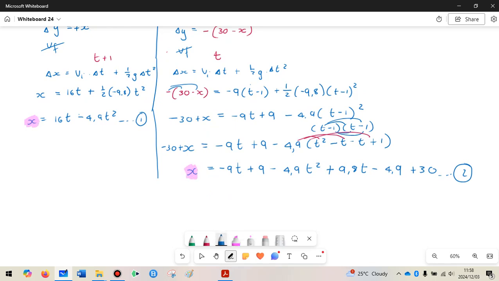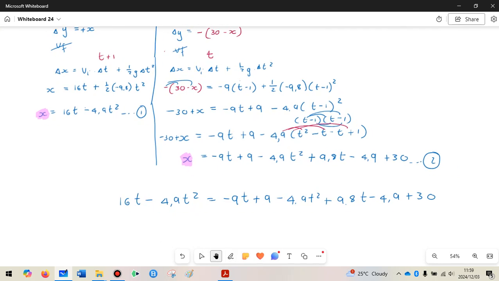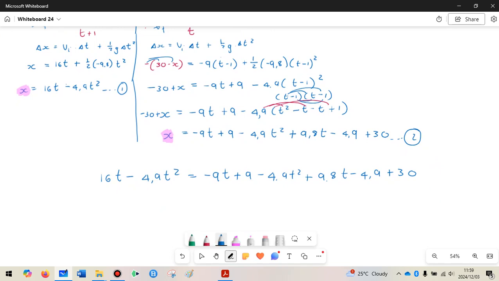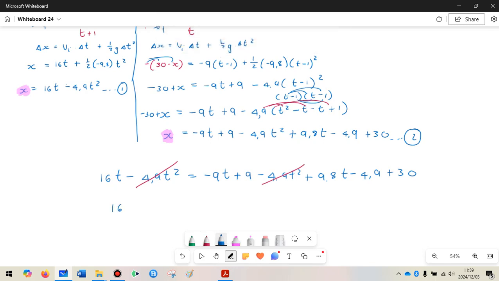We're going to equate these two, so we're going to say 16t minus 4.9 t squared is equal to negative 9t plus 9 plus 30. And now it's just a case of solving for t, which feels like it's going to be a big issue and you're going to end up with a trinomial, but immediately negative 4.9 t squared and negative 4.9 t squared, if you were to take that over, it would become a positive. That's going to cancel out. Now it's just a case of getting all your t's to one side and all your numbers to one side.